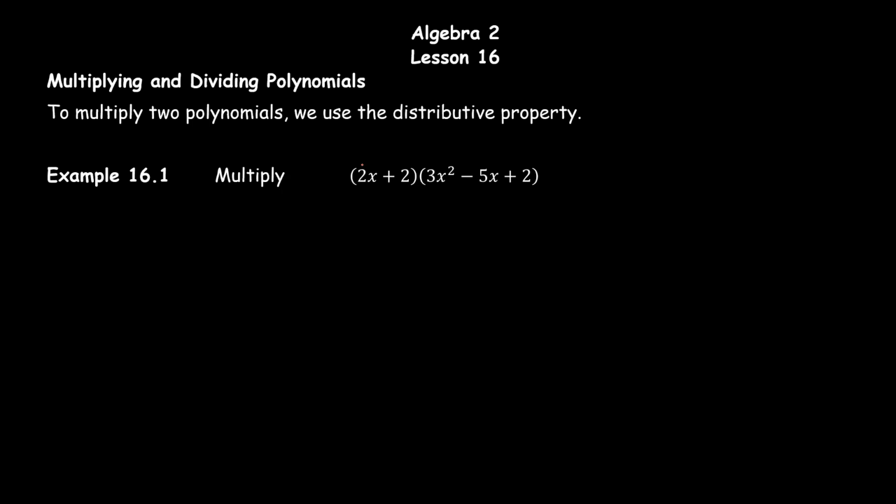So what I'm going to do is multiply the 2x by everything over here, being very careful to put my pluses and minuses where they belong. So that's the first thing I'm going to do. 2x times 3x squared is going to be 6x cubed. And then 2x times negative 5x is going to be minus 10x squared. And then 2x times 2 is going to be plus 4x.